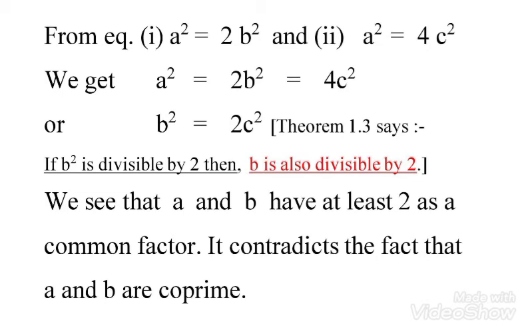a and b both have at least 2 as a common factor. It contradicts the fact that a and b are co-prime.